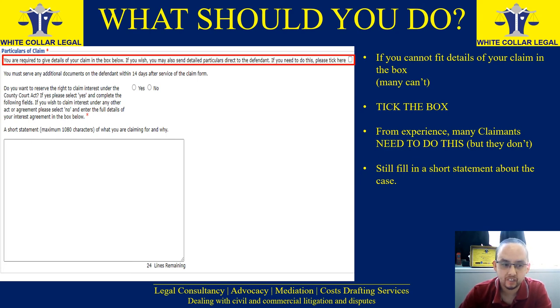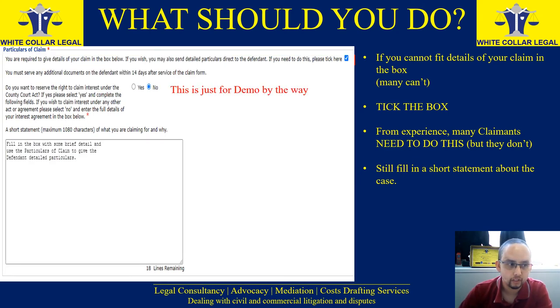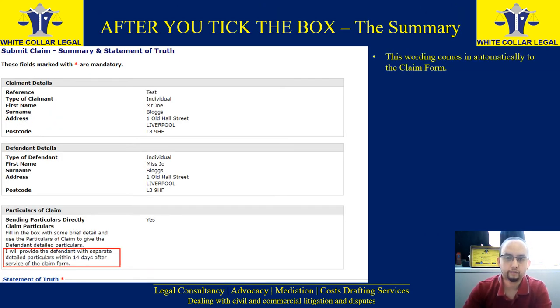Still, you've got to fill in the short statement about the case. And this is what a potential claim might look like. Tick the box. I'm not talking about interest today, so I'll just tick no. And then fill the box in with brief details of the claim. After you tick the box, this wording comes in automatically to the claim form: I will provide the defendant with separate detailed particulars within 14 days after service of the claim form. That means you've got time.